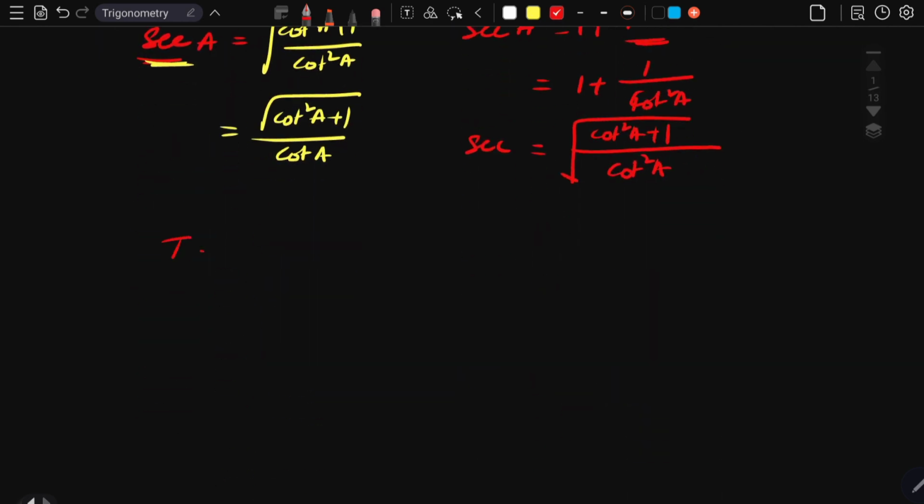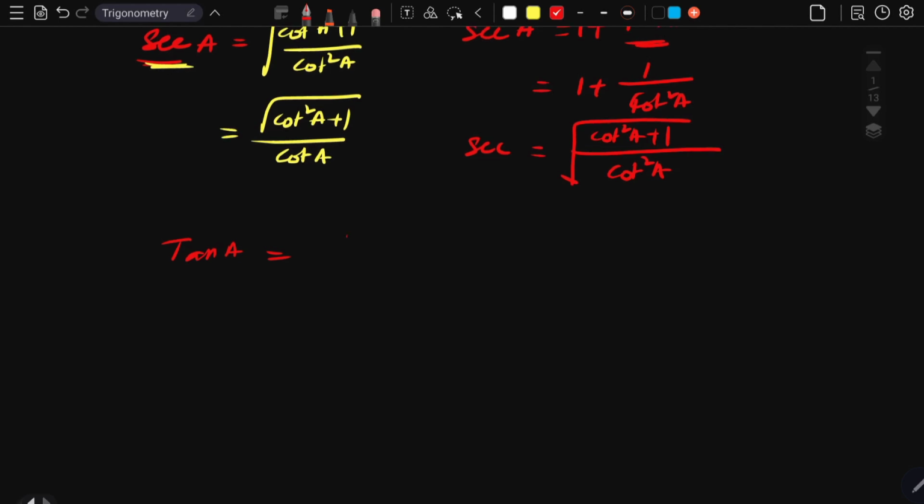And the third one is tan A. Tan A is very simple. We need to write it in terms of cot. Tan and cot are reciprocals of each other. So tan A is equal to 1 by cot A. So this is question number 1. Let us move on to question number 2.